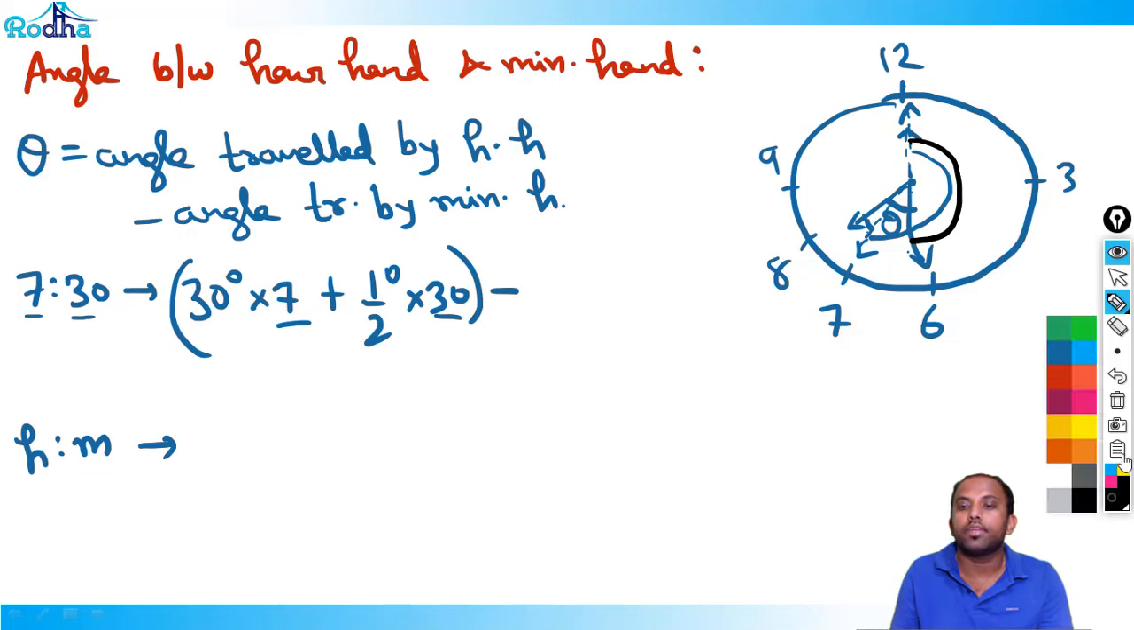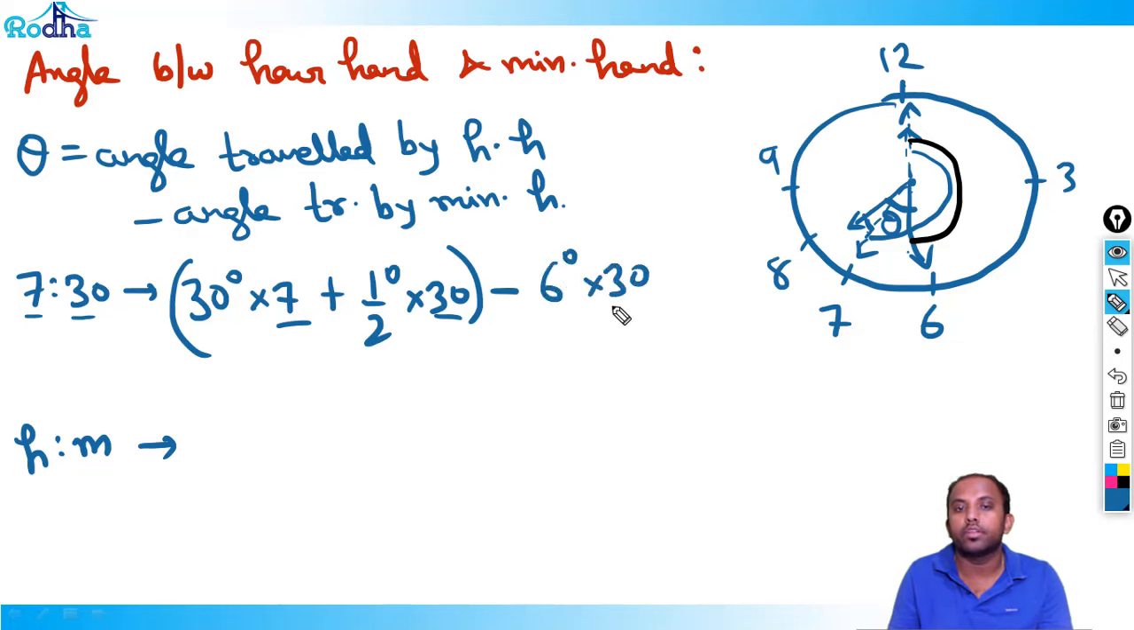The minute hand travels at 6 degrees per minute. So in 30 minutes, the minute hand will travel 6 degrees into 30. Again, that's per minute, right? This will give me the answer: 210 plus 15, 225, minus 180, my answer will be 45 degrees. That should be my answer, 45 degrees.